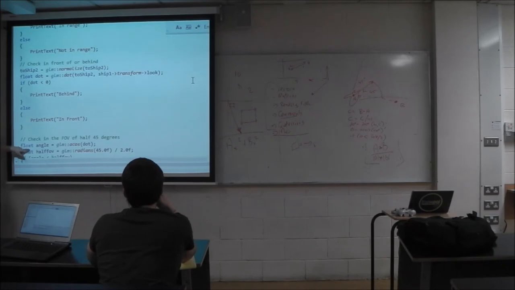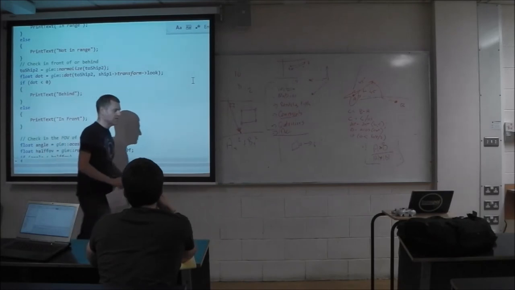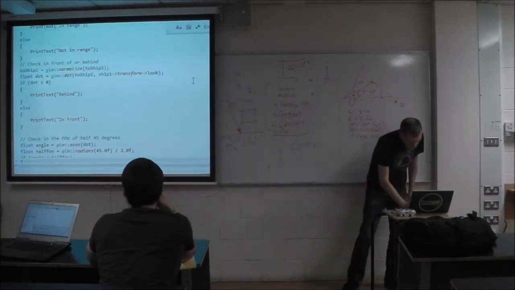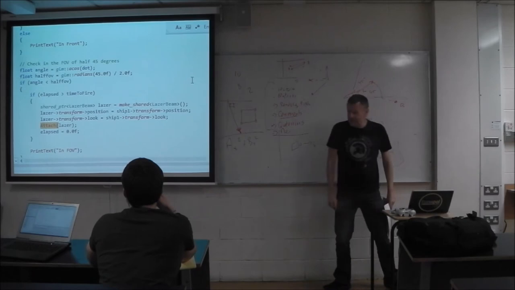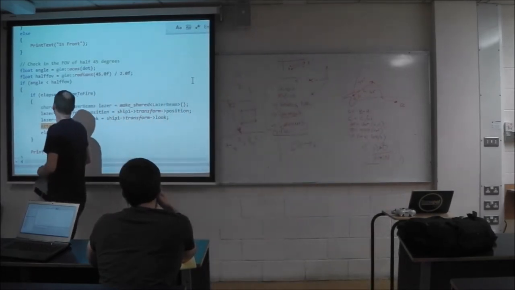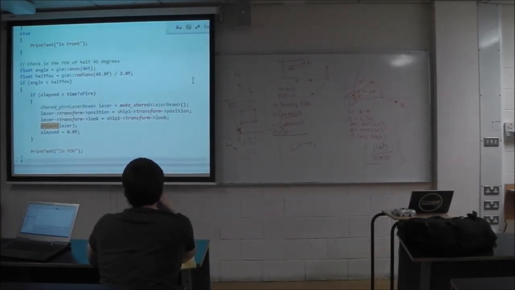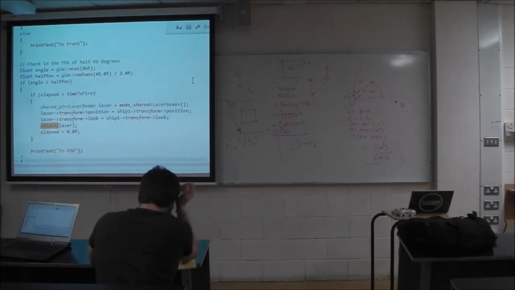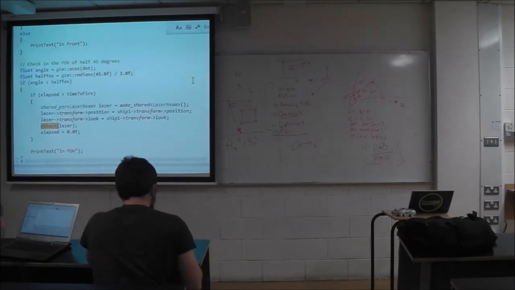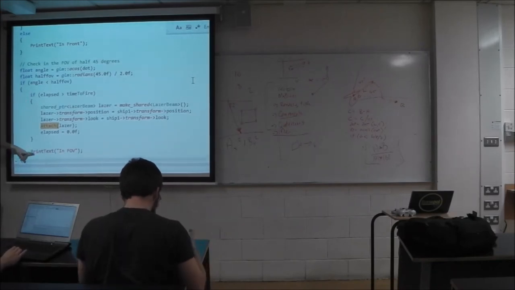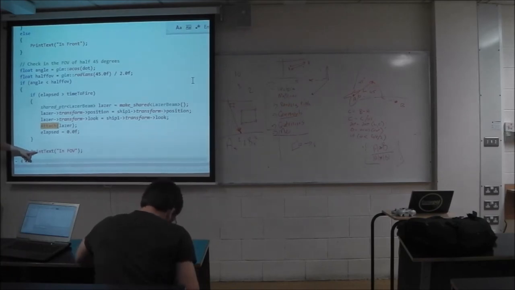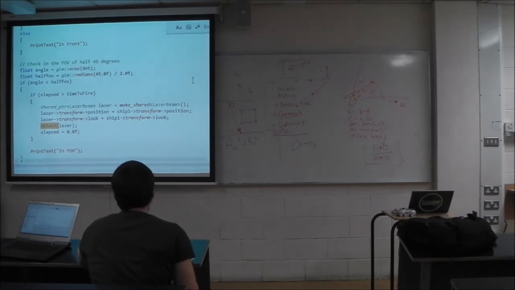Then for the field of view, the next stage, I just get the angle, which is the inverse cosine of the dot product, and half the field of view. In this case, I think I set a 45 degree field of view. GLM radians converts from degrees to radians, because all these calculations are in radians. And if the angle is less than half the field of view, then it means I'm inside. So in code, that's what the problem we just solved looks like. Alrighty, so that's basically last Tuesday's lab. Is that okay with everybody?